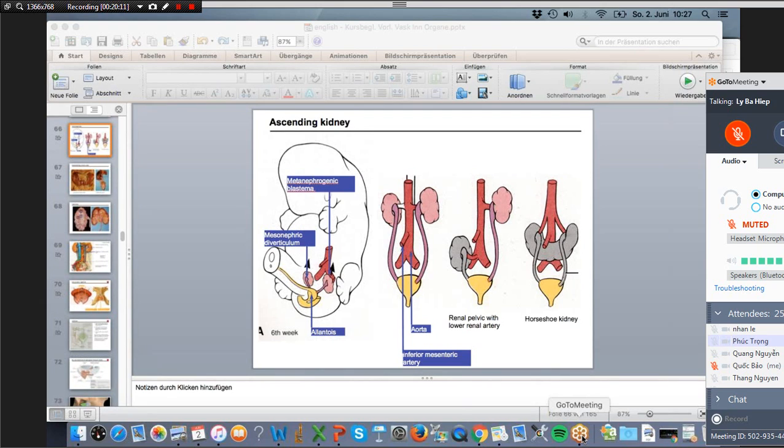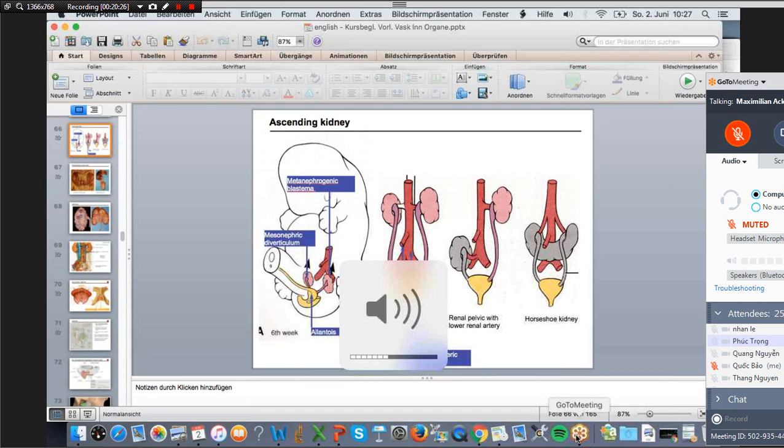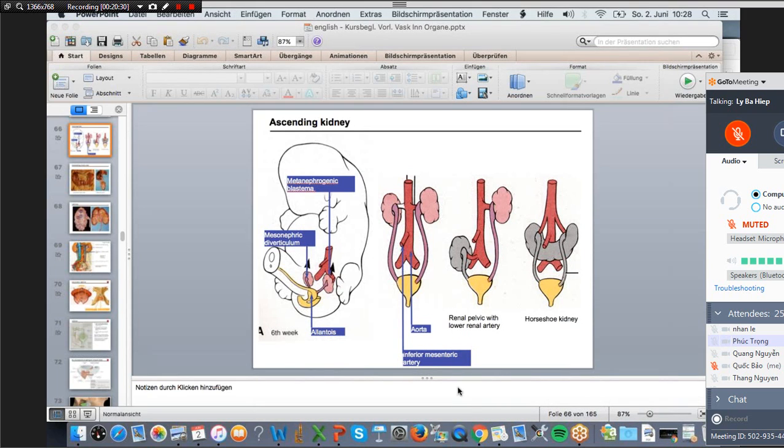I have a question. Yeah. Can you go back to the slide of the variation of the renal pelvis?